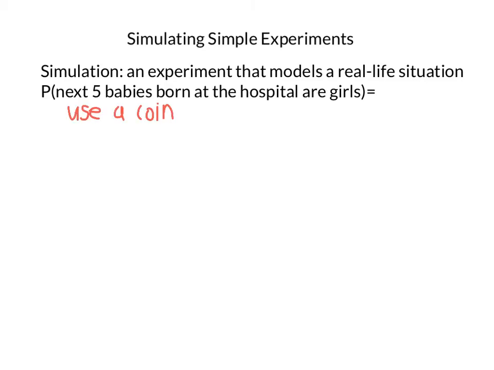born? So when we simulate it, we can use many things. We could use a coin, because that's boy, girl. And if we use a coin, we have to decide before we start flipping if heads is going to represent boys or if heads is going to represent girls. And it really doesn't matter, you just decide ahead of time. So I'm going to say heads is boys, tails is girls.